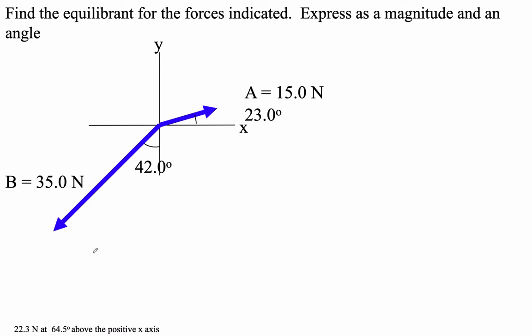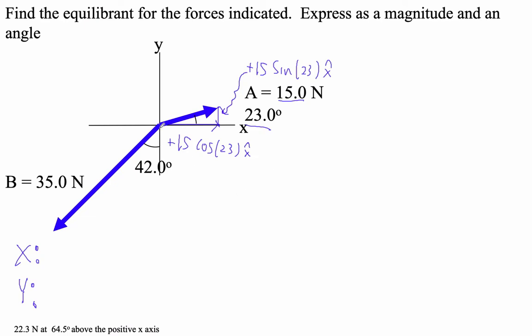Okay, so let's do this. We're going to have an x equation, and we're going to have a y equation. So let's draw these components. Here's one way. This is our hypotenuse, 15, and our angle is 23 degrees. So this is 15 cos 23, and that's positive, and it's in the x direction. And then this guy right there is going to be positive 15 sine 23, and that's also in the x direction. Okay, let's draw these components.